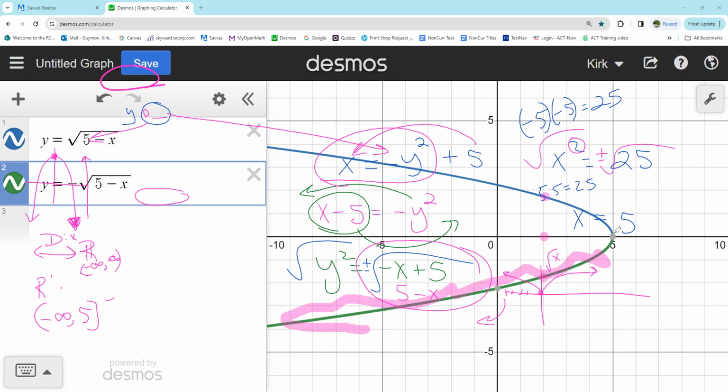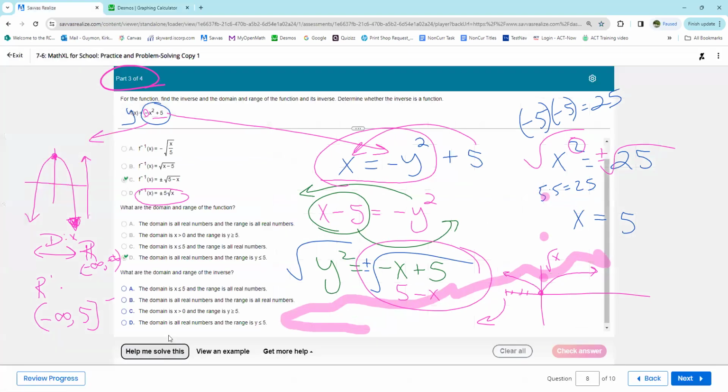So our domain is of the original function. Our x's are going to go forever to the left, and our y's will go forever up when we're looking at our answer here. So our x's are everything less than 5, and the range is the y's that are less than 5.